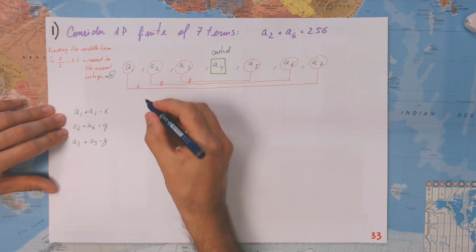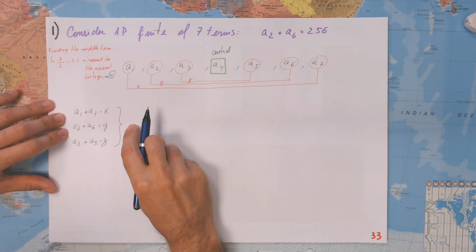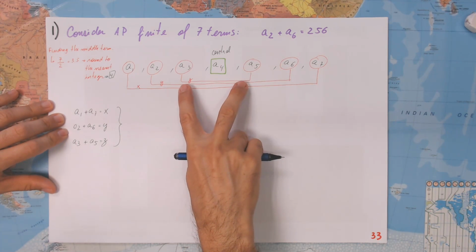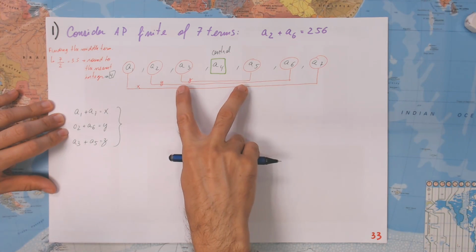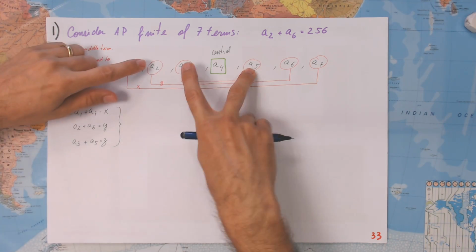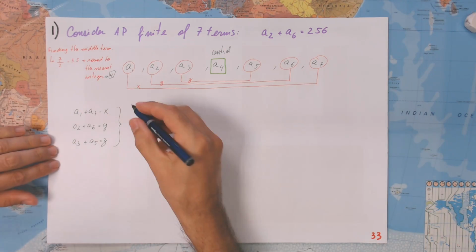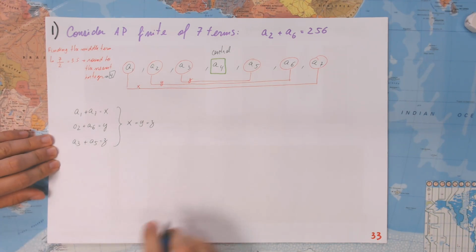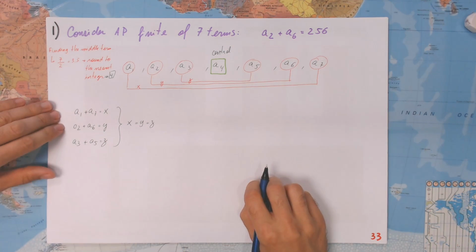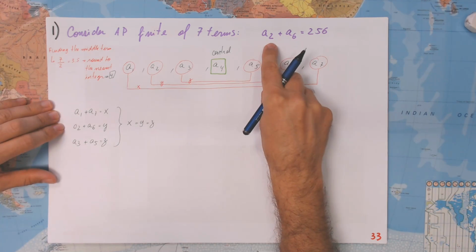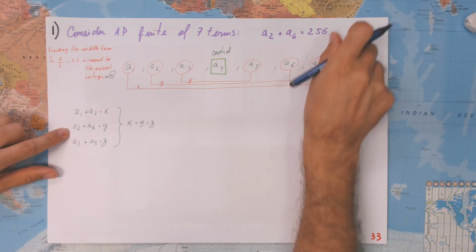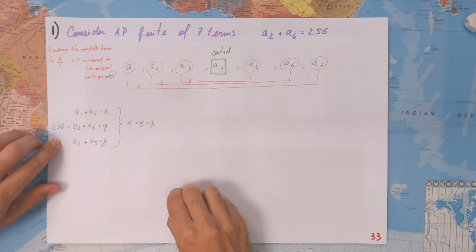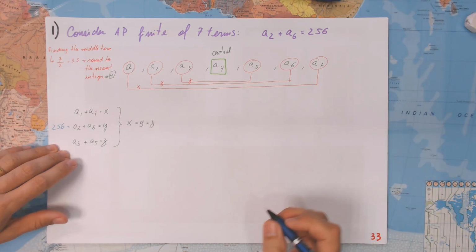So using the last property, meaning the summation of the extremes is the same, when you add those, it is the same as adding those and adding those. So for that, we just know that x equals y and equals z. Now, we know that A2 plus A6 is 256. So this is given to us, right?